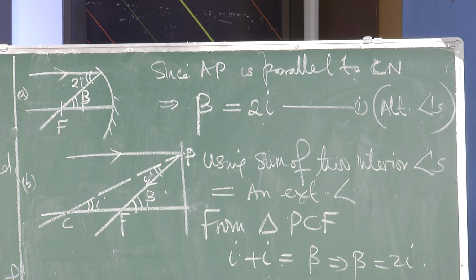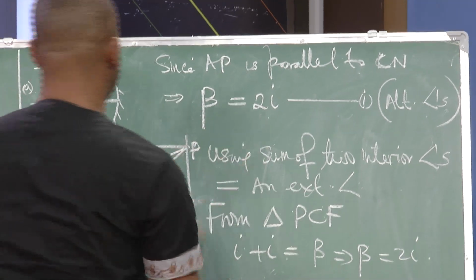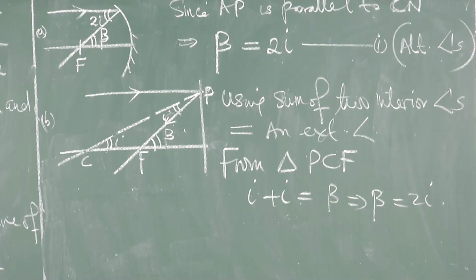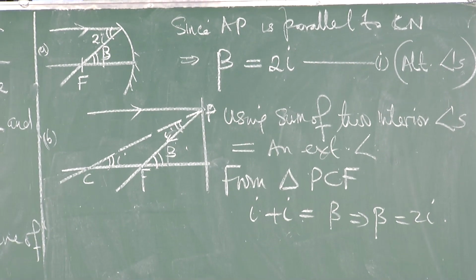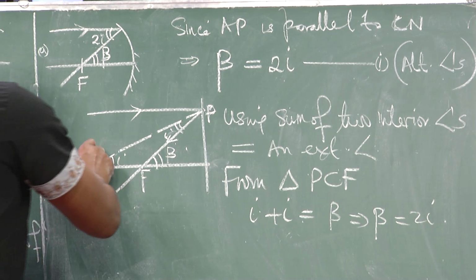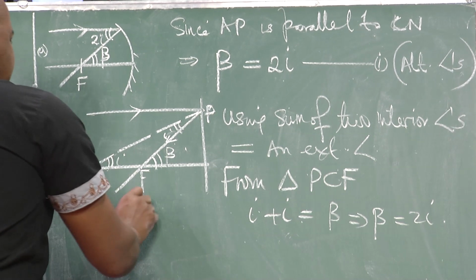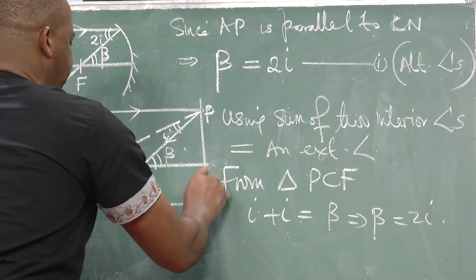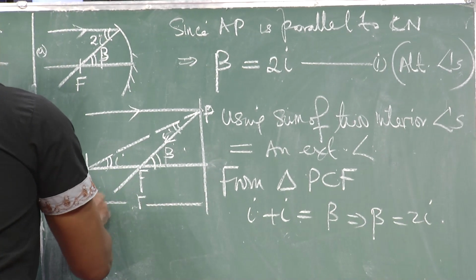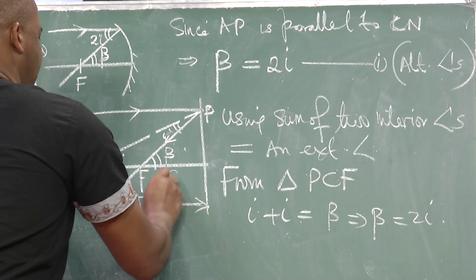Now, after understanding this, it implies that what we only need is to find beta and find I. And from this triangle, I can still say that this is our R, remember, and this is our F.